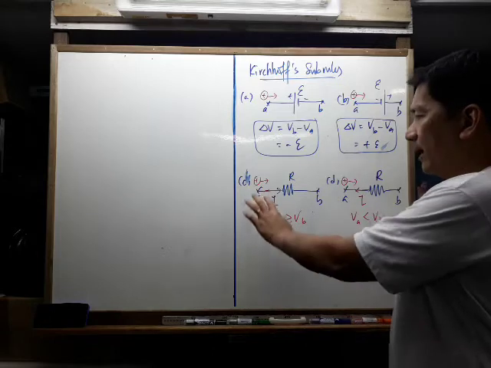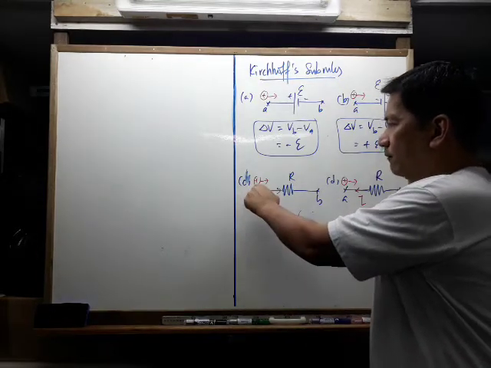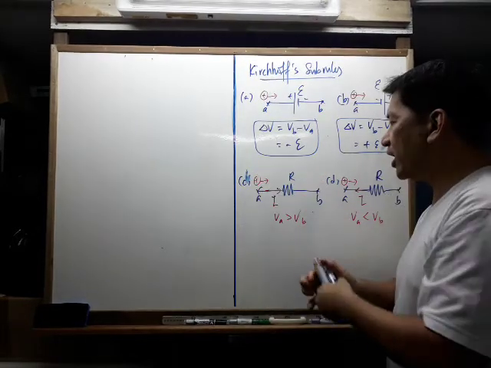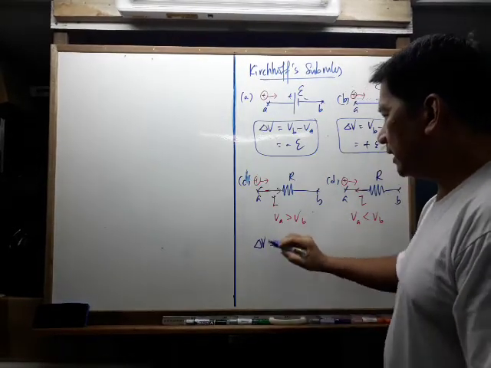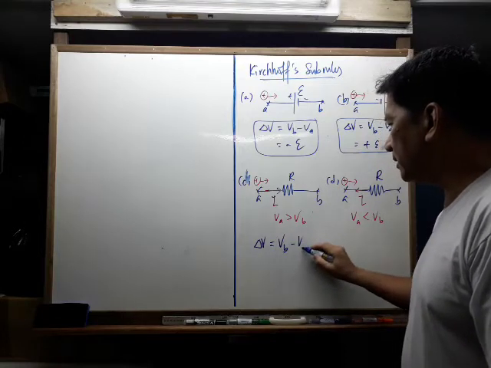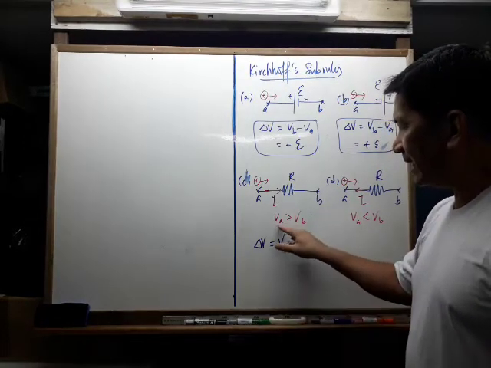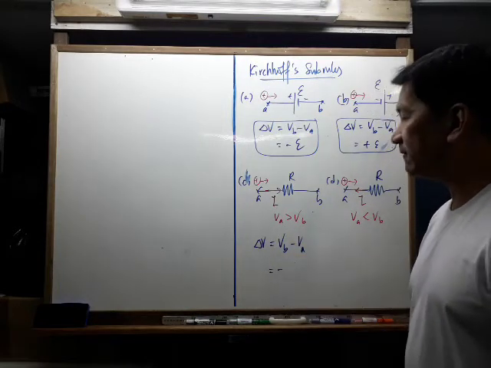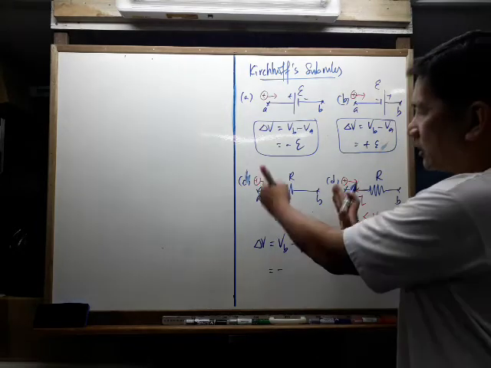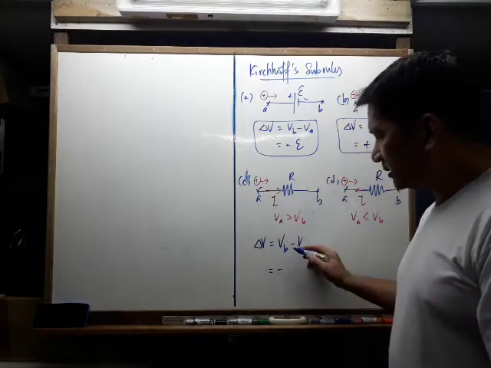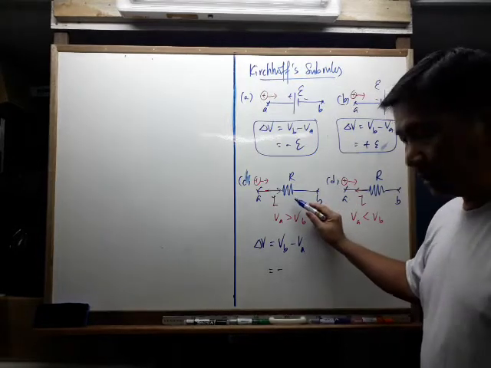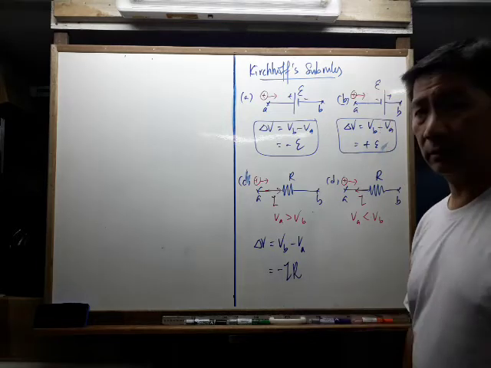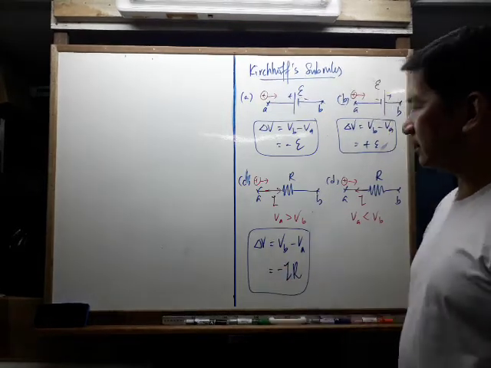Now, when you have a positive charge moving from high potential to low potential, your change in potential is equal to VB minus VA. But your VA is larger than VB, so when you subtract, you get a negative value. That voltage across AB is the change in potential across the R. According to Ohm's law, that is equivalent to negative IR. So that is our third sub-rule.